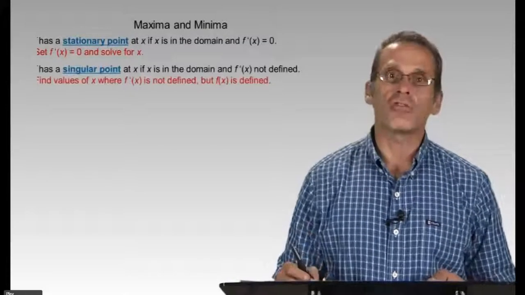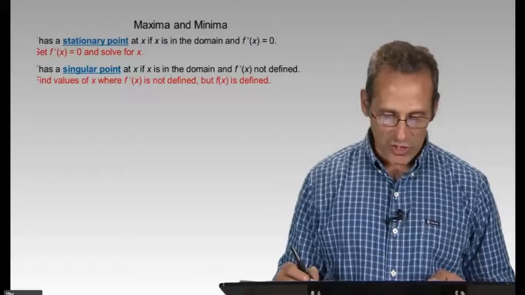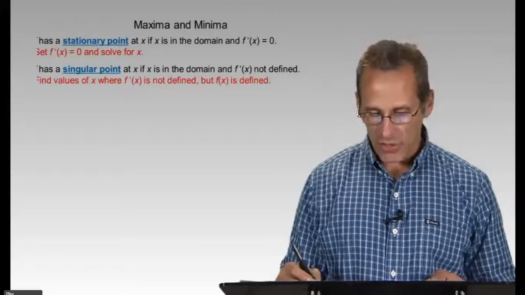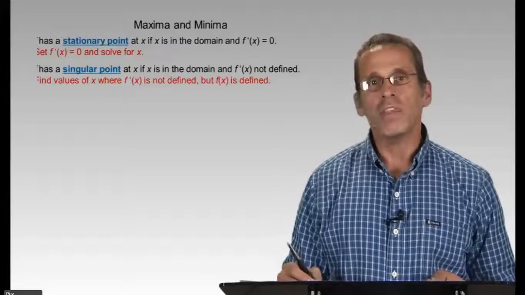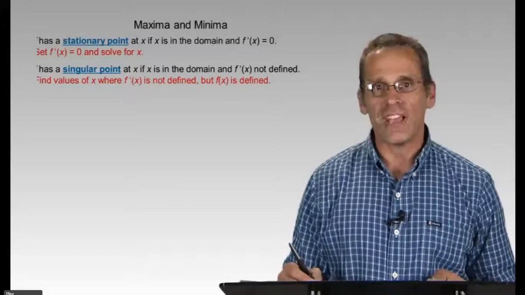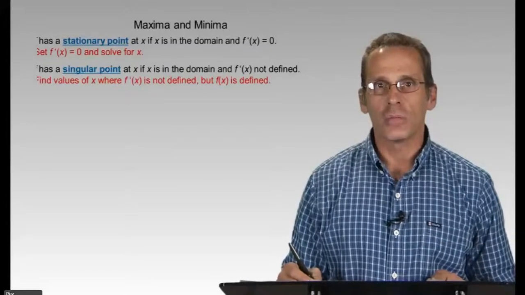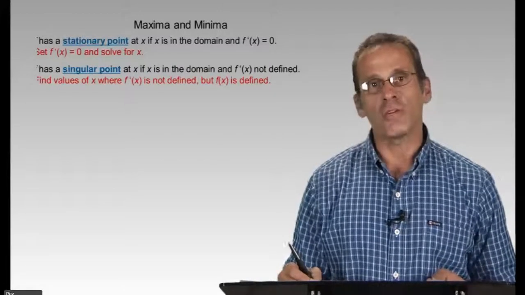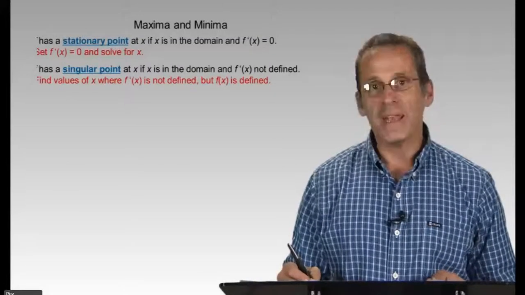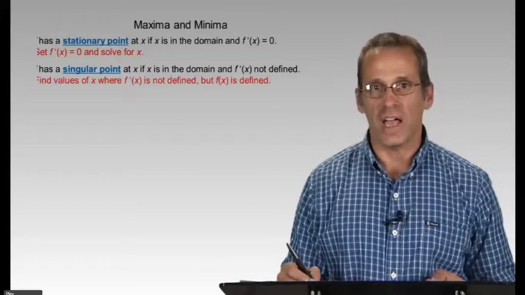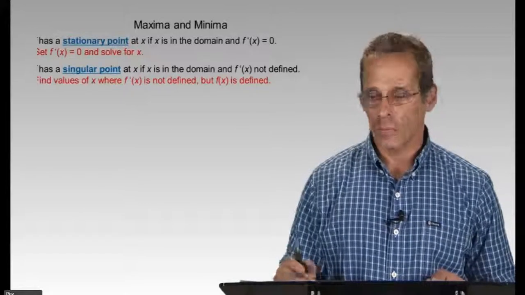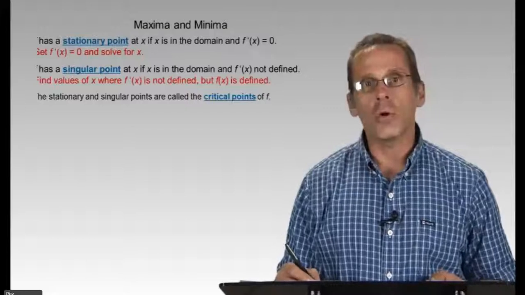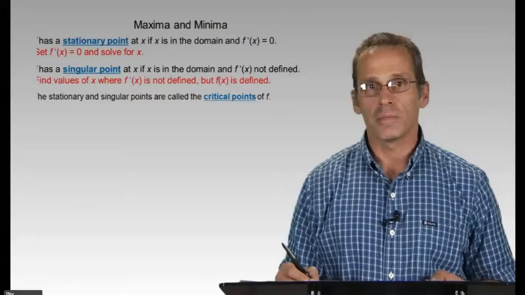The second type of extreme point that we're going to look at is a singular point. F has a singular point at x if x is in the domain, but the derivative evaluated at x is not defined. To find the singular point, find all values of x where the derivative is not defined, but the function itself is defined at those points. Now, the stationary and singular points are both called critical points of f.